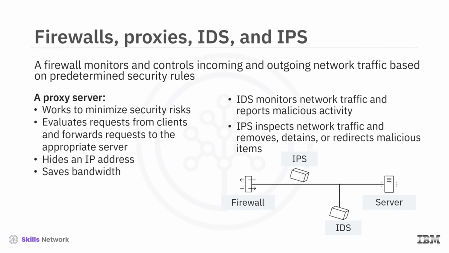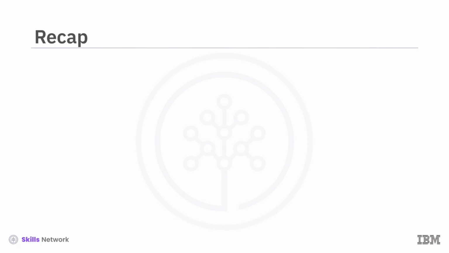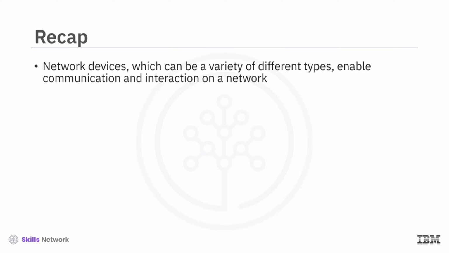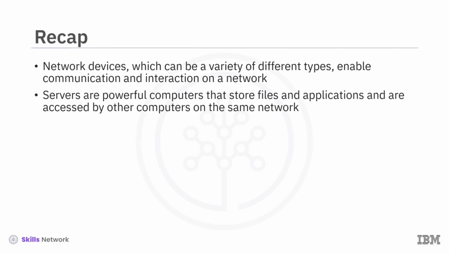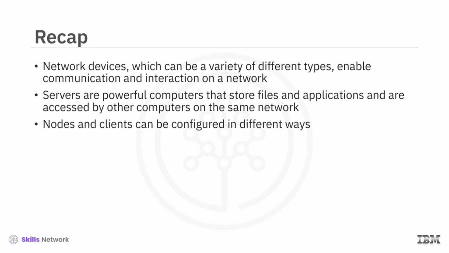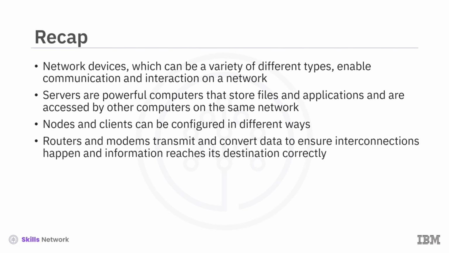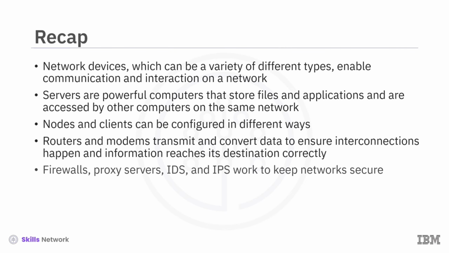by the network administrator. In this video, you learned network devices, which can be a variety of different types, enable communication and interaction on a network. Servers are powerful computers that store files and applications and are accessed by other computers on the same network. Nodes and clients can be configured in different ways. Routers and modems transmit and convert data to ensure interconnections happen and information reaches its destination correctly. And firewalls, proxy servers, IDS, and IPS work to keep networks secure.